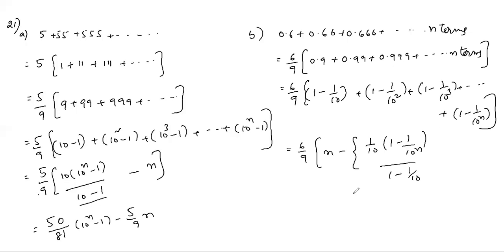by 1 minus r. So it is equal to 6n by 9 minus 10 times, we cancel 6 by 9 into 9, 81 into 1 minus 1 by 10 power n. 6 we can cancel, 3 times 27.